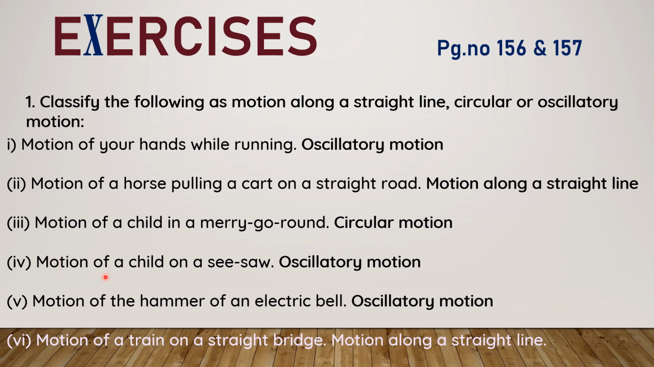Fourth one, motion of a child on a seesaw. That is an oscillatory motion or a periodic motion. Fifth one, motion of the hammer of an electric bell. That is also an oscillatory motion. And sixth one, motion of a train on a straight bridge. That is motion along a straight line.